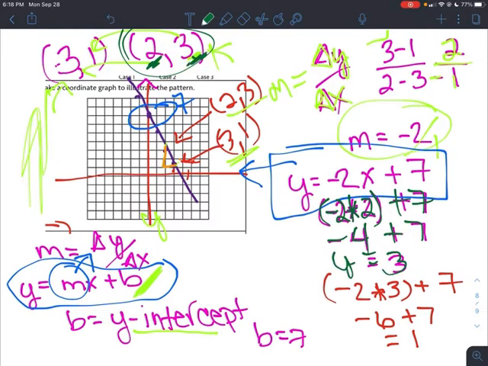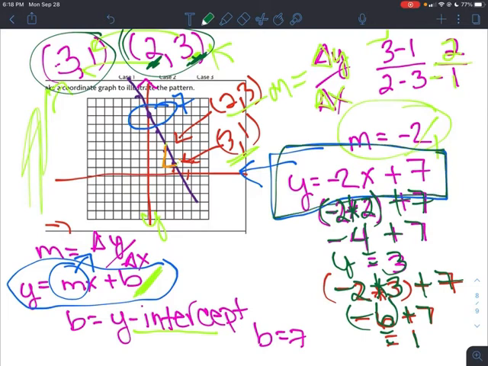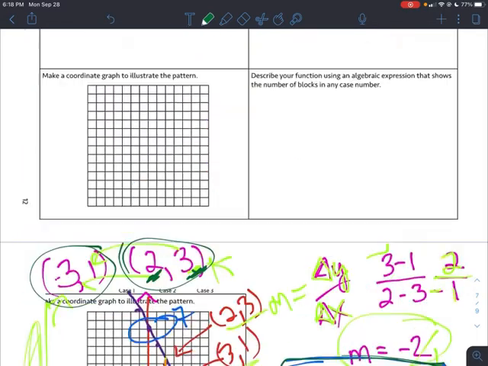So that matches. And then I checked my other point. So I do -2 times 3 plus 7. -2 times 3 is -6, plus 7. That equals 1. So that is indeed the correct answer. So yes, y equals -2x plus 7 is the right answer.